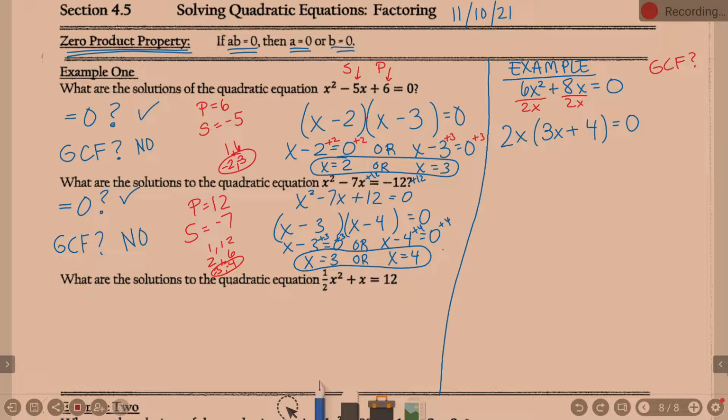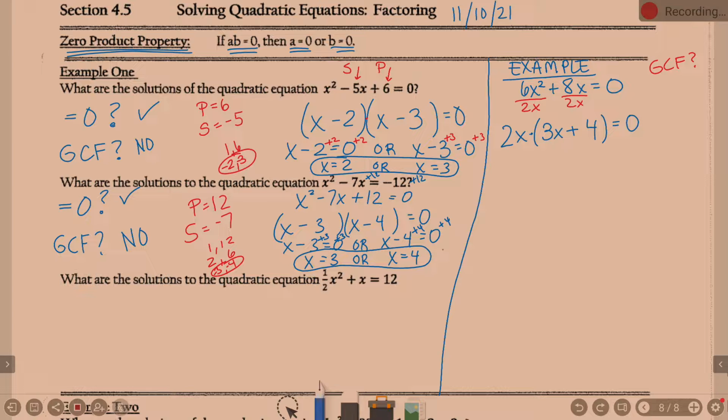we're not done. Notice, I have two factors multiplying to equal 0. I have 2x and I have 3x plus 4. 2x and 3x plus 4 when multiplied equal 0. So what's the step I take then? Take it out. What do we do? If I distribute, I'm going back to the original problem. Oh, sure. I didn't think about that.